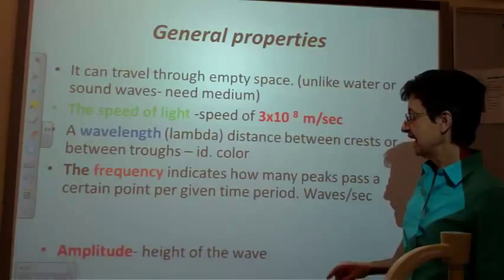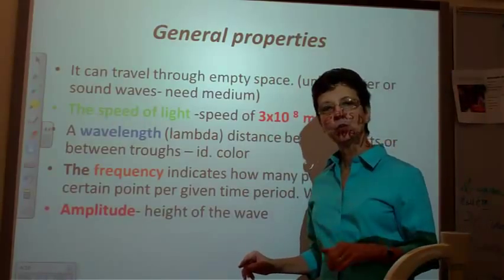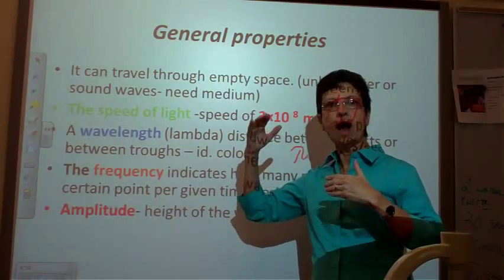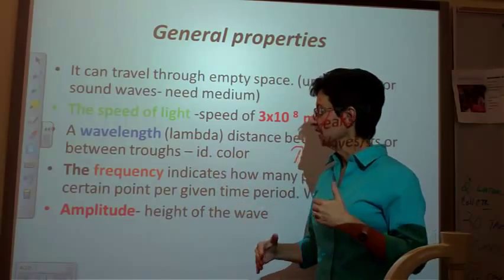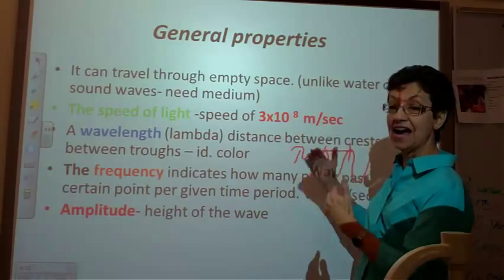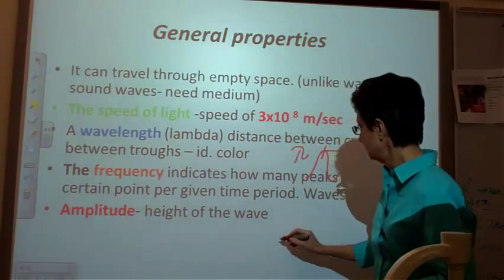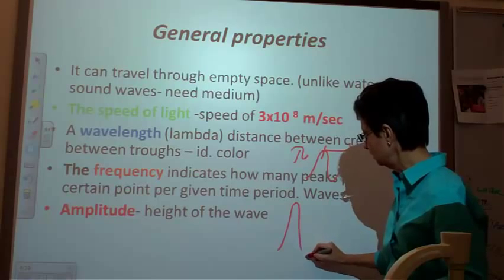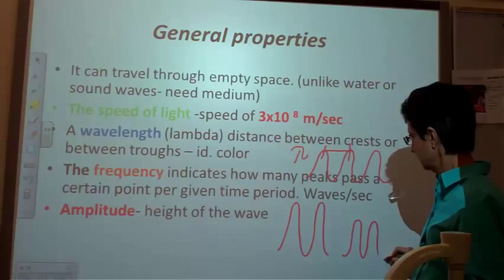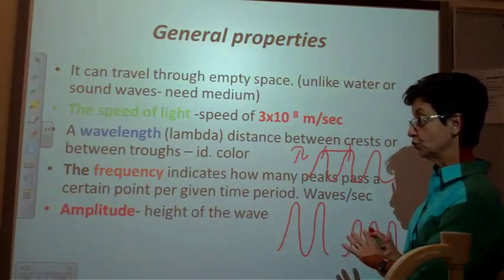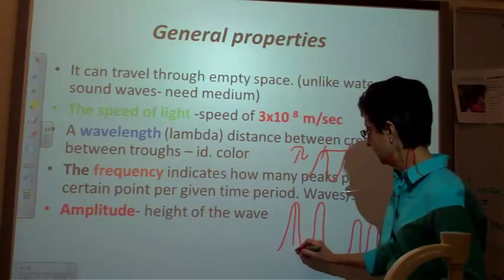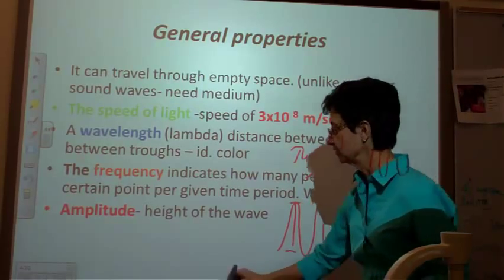The amplitude is the height of the wave. When we talk about amplitude in sound, we're talking about how loud the sound is. In light, we also refer to amplitude as the height of the wave. So depending on how high the wave is, a very high wave or a shorter wave. Not shorter, referring to wavelength, but this height, the amplitude.